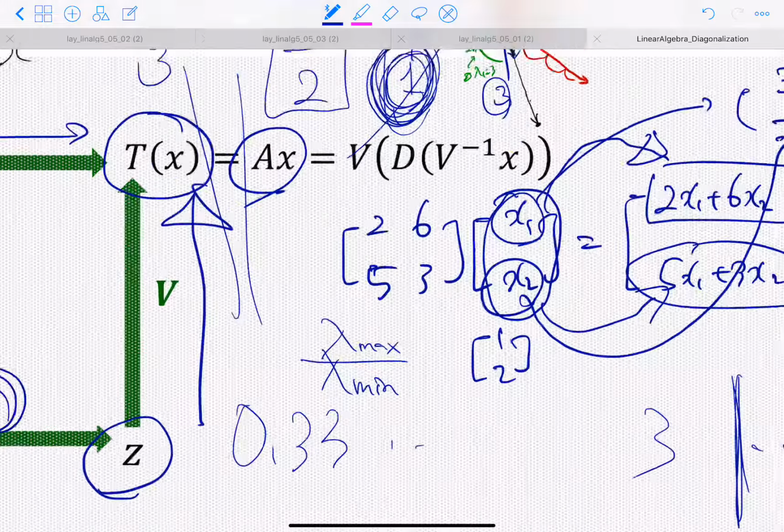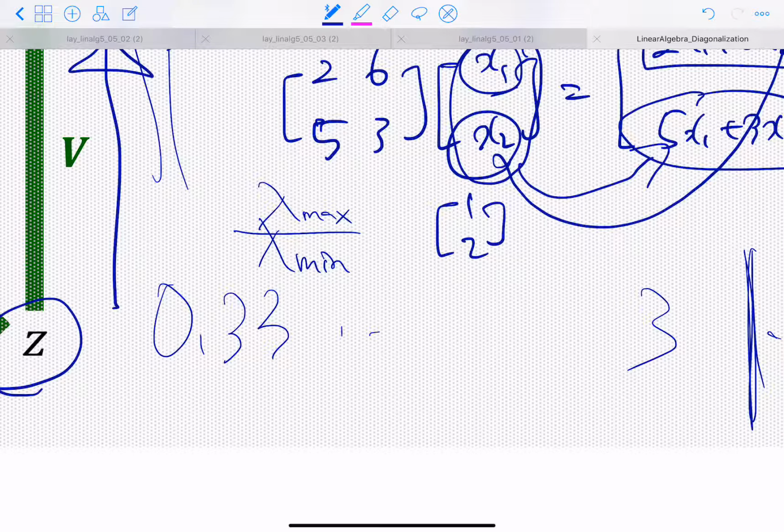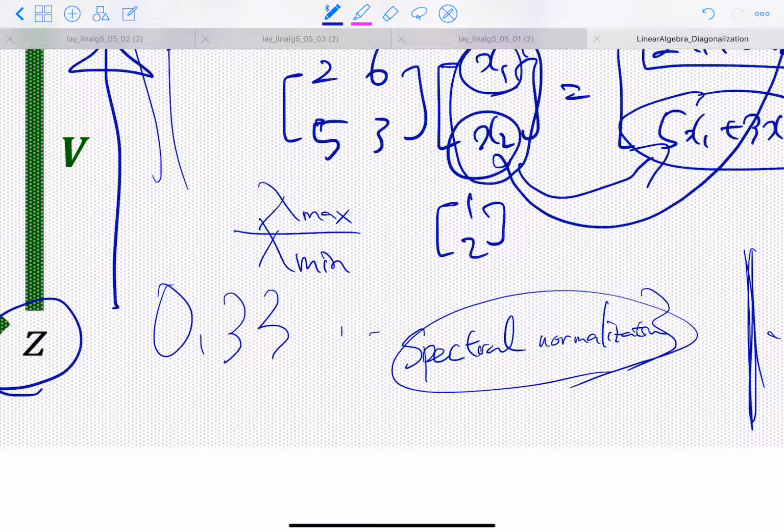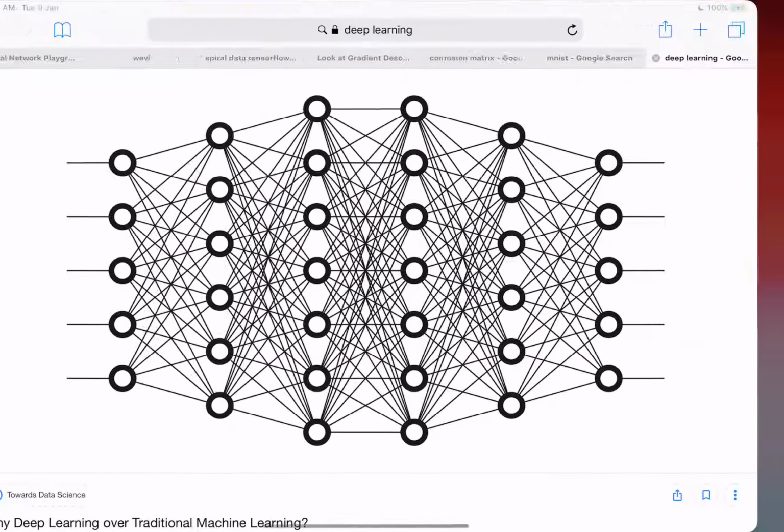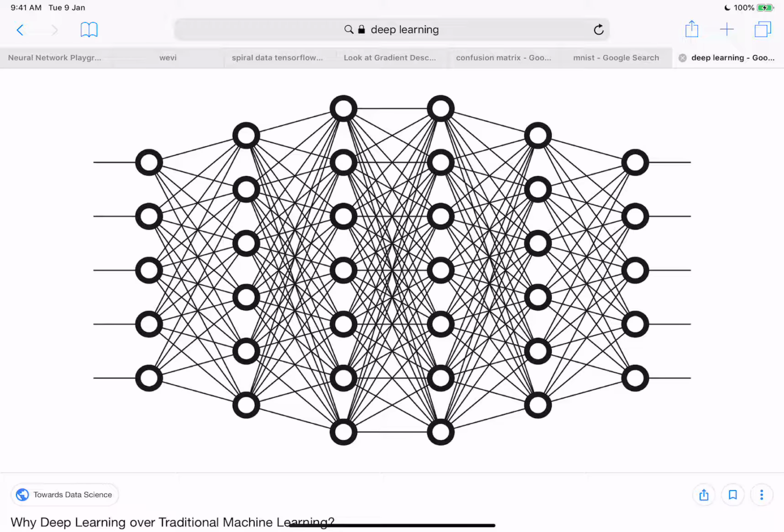So this is an advanced technique called spectral normalization. It is an advanced deep learning regularization technique where these gaps are kept as small as possible when training or optimizing the linear transformation matrix defined at each layer.